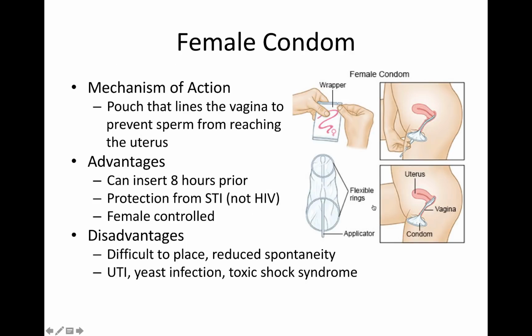The next agent is the female condom, which is a pouch that lines the vagina to prevent sperm from reaching the uterus. Similar to the diaphragm, advantages include insertion up to 8 hours prior to intercourse, and these agents also provide protection from sexually transmitted infections, again, not HIV. And they are also female controlled. Also, other similar disadvantages to the diaphragm exist regarding insertion, reduced spontaneity, and the risks for infections.